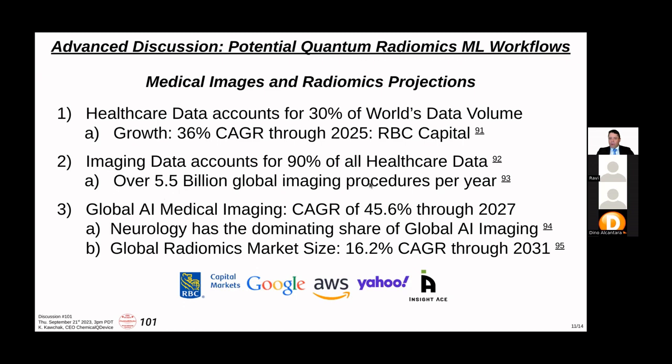5.5 billion global medical imaging procedures per year. Now, the global AI medical imaging field consists of, you have AWS HealthLake, you have Google and their suite for medical imaging AI, and then you have Nuance, which is Microsoft. So this is a 45.6% compounding annual growth rate through 2027. This is where the lines are not exactly clear because, number one, brain or neurology has the dominating share of that, but global radiomics is 16.2%.